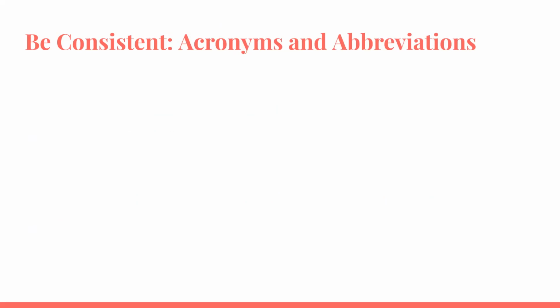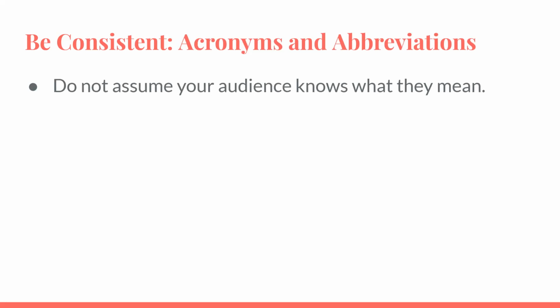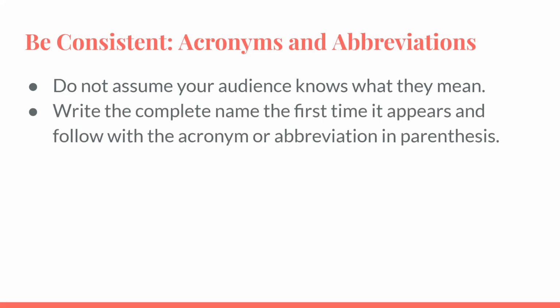Also, be consistent with acronyms and abbreviations for things. Don't assume your audience knows what they mean. So the first time it appears in your writing, you should write out the entire complete name and then follow with whatever the acronym or the abbreviation is in parentheses. And that lets your audience know that, okay, from here on out, when I see POW, capital P, capital O, capital W, that means prisoner of war. And although most people would know that POW is prisoner of war, you don't want to assume that. So make sure that you're writing that out.